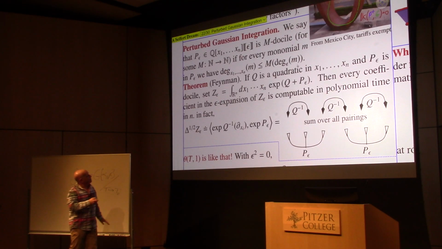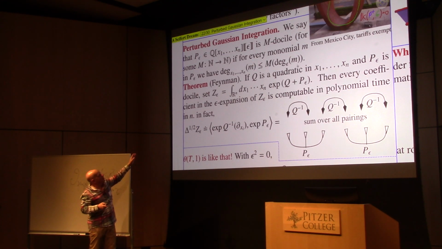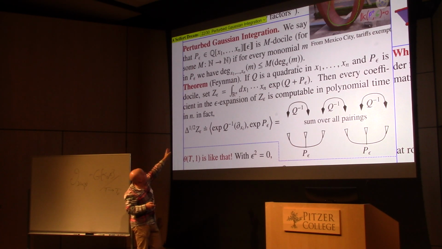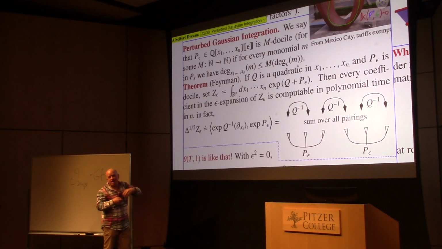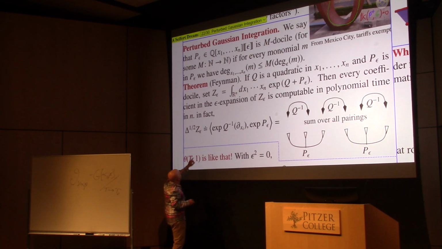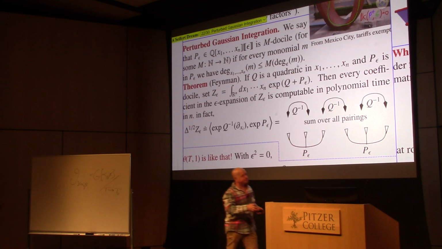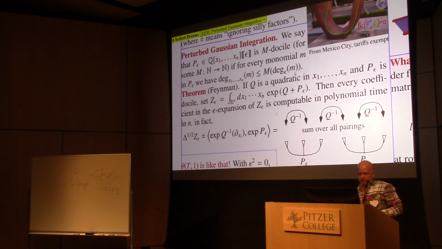So anyway, the claim is just as written here. If you have a quadratic in n variables, x1 up to xn, and you have a docile perturbation, then the power series expansion in epsilon of the integral, which is of course a function of epsilon, can be computed in polynomial time. And in fact, the result of the computation is that Z epsilon, let's do the short people's trick.